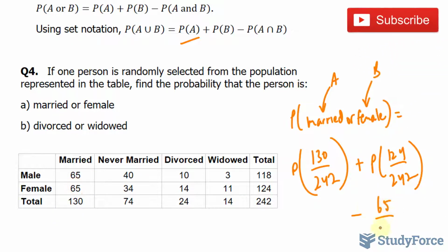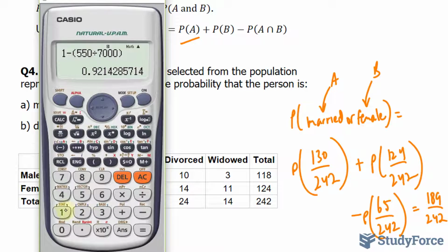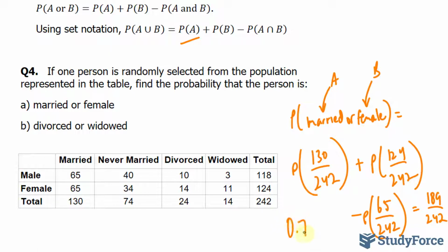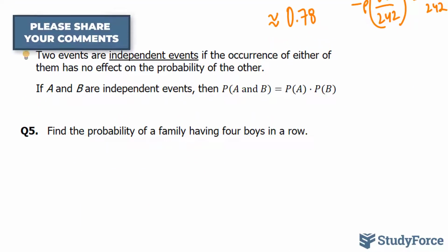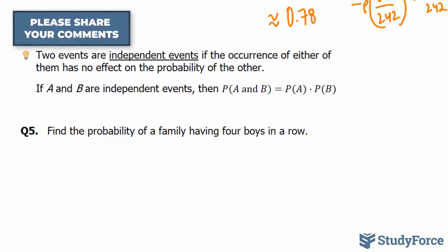So 65 over 242, you should end up with 189 over 242. 189 over 242. And as a decimal, that is approximately equal to 0.78. We can stop writing after this 8, and we can say 0.78 approximately. Finally, two events are independent events if the occurrence of either of them has no effect on the probability of the other.